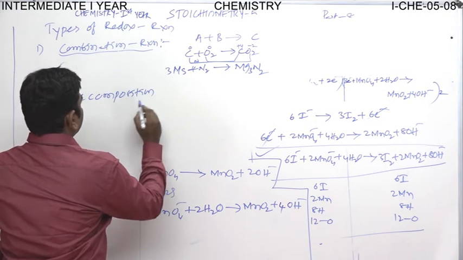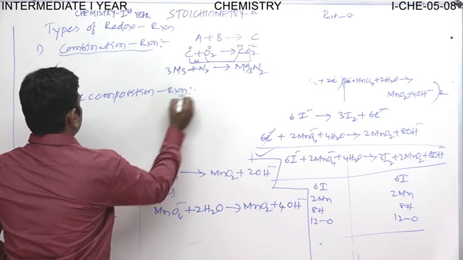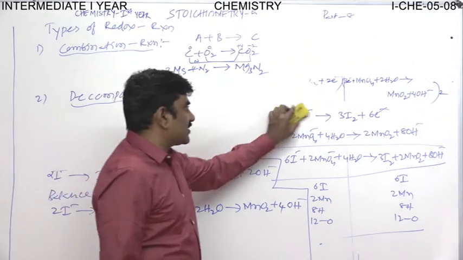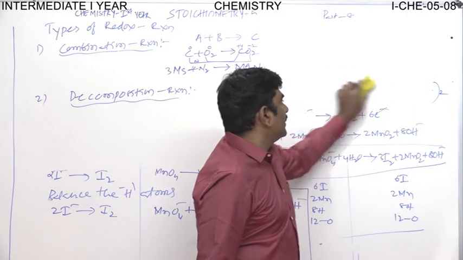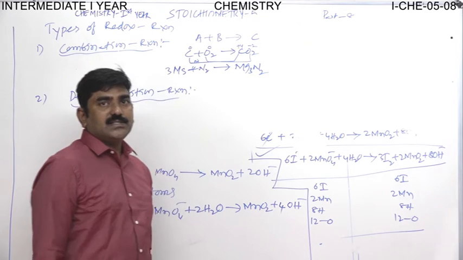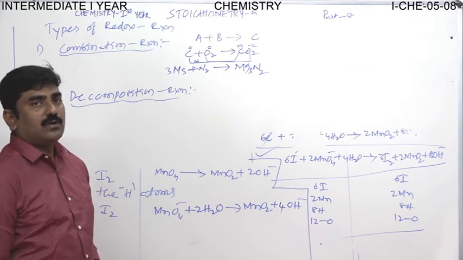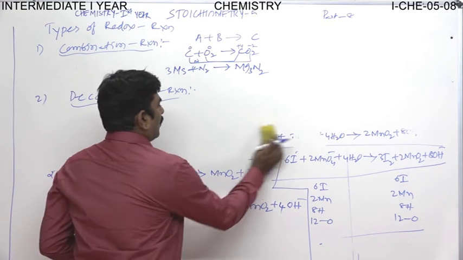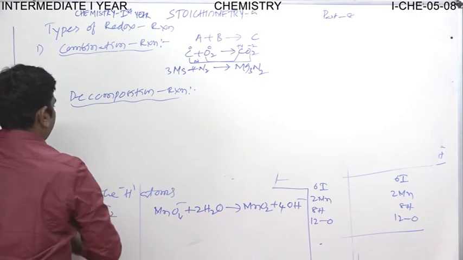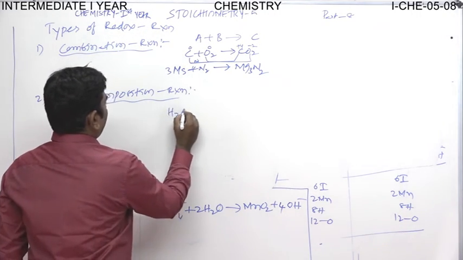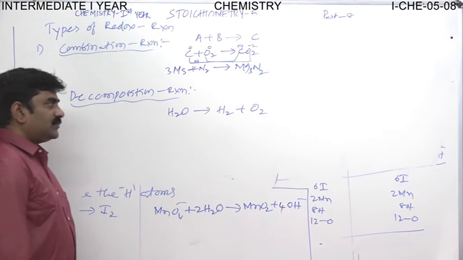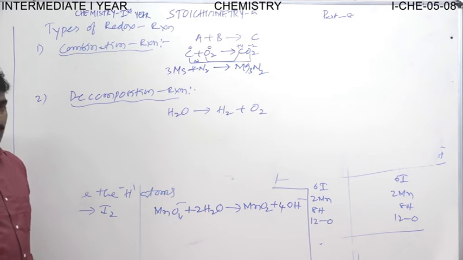Next one, decomposition. Vigatana చర్యలు. Decomposition reactions. So vigatana చర్యలు లేదా వియోగ చర్యలు. In this case, the single reactant will give two or more products. ఒక రియాక్టెంట్ తీసుకుంటాం, ఆ ఒక రియాక్టెంట్ ఏం చేస్తుంది? మనకి రెండు లేదా అంతకంటే ఎక్కువ కాంపౌండ్స్ ని ఇస్తుంది. ఫర్ ఎగ్జాంపుల్, ఐ యామ్ టేకింగ్ H2O will give H2 plus O2.